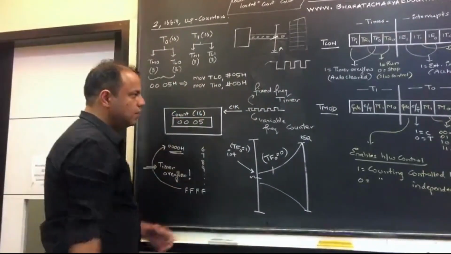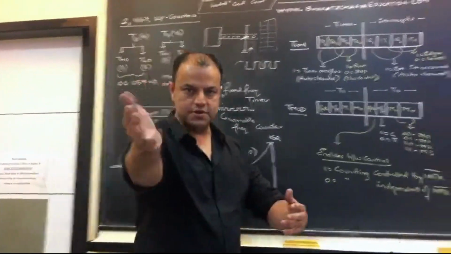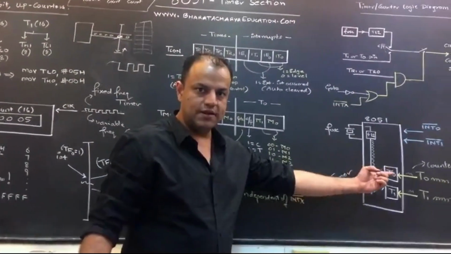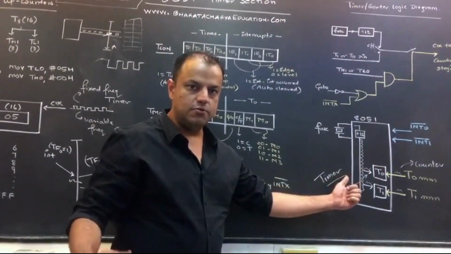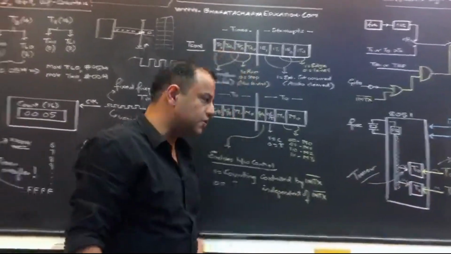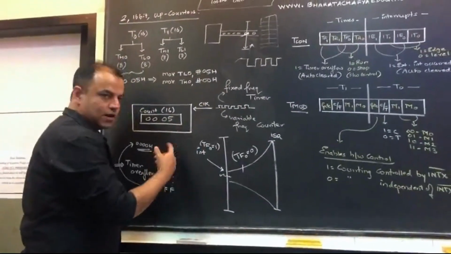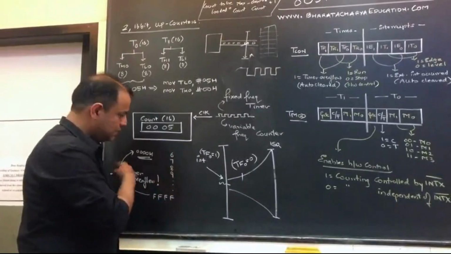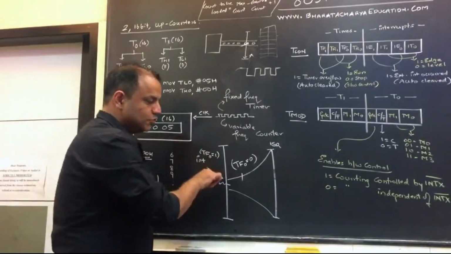Now once you load the count, you have to apply a clock. You have an option. Either you take the internal clock or you take the external clock. If you take the internal clock, you're working as a timer. External clock, you're working as a counter. Either way, on every clock pulse, the count will go on incrementing. Eventually, it will overflow. When it overflows, it is supposed to give an interrupt.